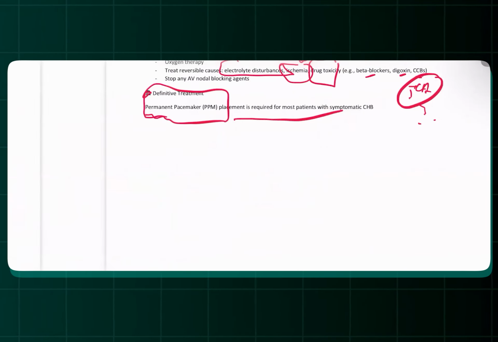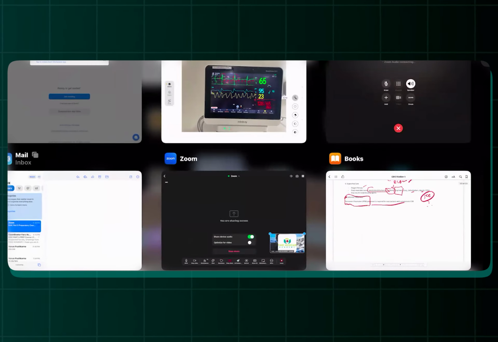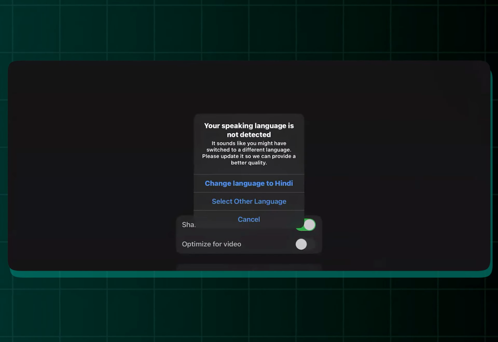So this is how you will get these questions. So this was the last station. Any questions you can ask. So we are done with it.